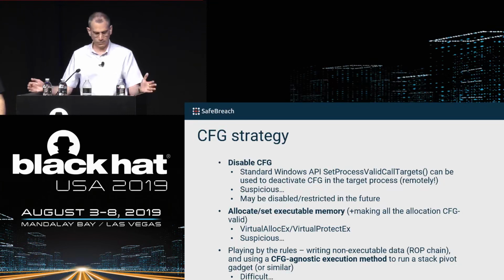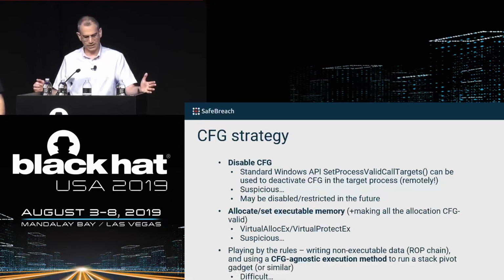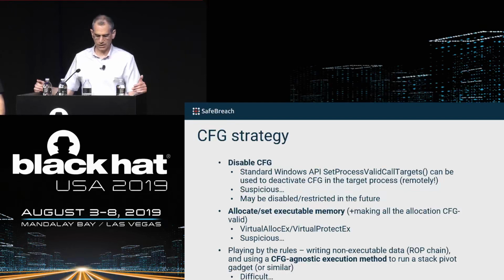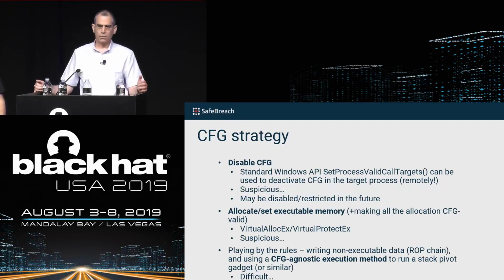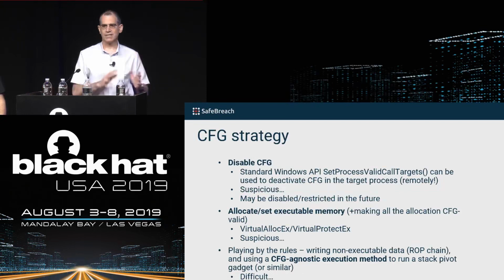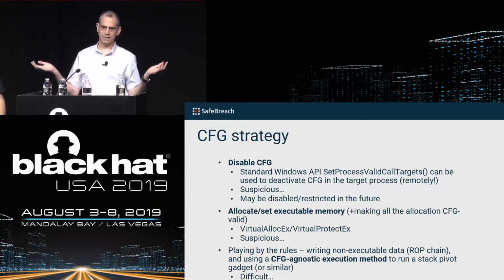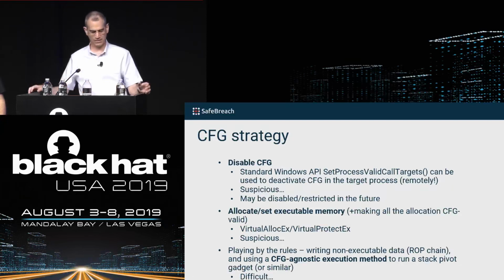Or we can allocate or set the executable memory, thereby making all the allocation CFG valid. This is done using VirtualAllocEx, VirtualProtectEx, and others. However, what we have here is one process allocating executable pages in another process, and we all understand what's going to happen next. So this is extremely suspicious activity. So an attacker probably wants to avoid that one as well, which leaves us with the third option.